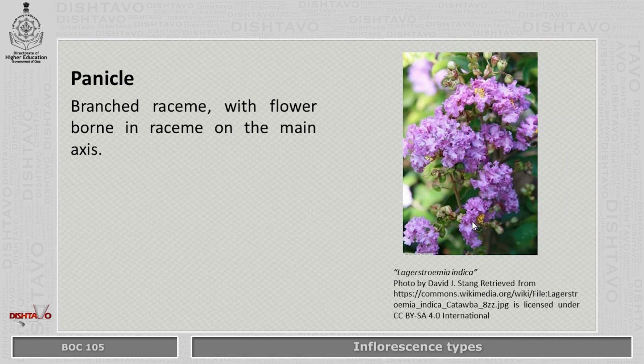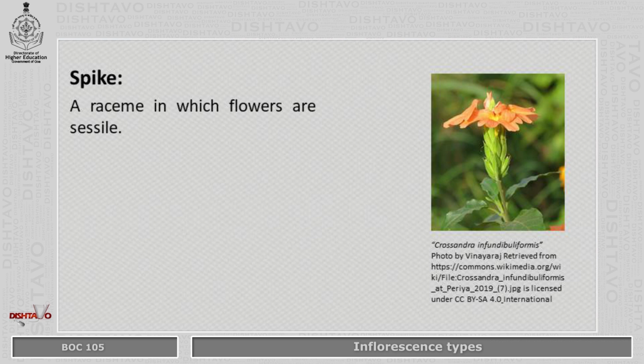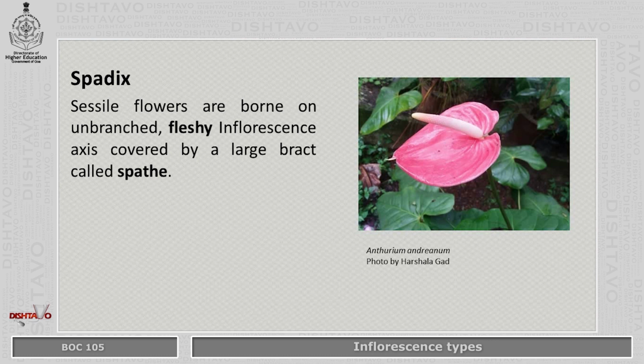Coming to the next type, that is panicle. Panicle is a branched raceme with flowers borne on racemes, and these racemes are found growing on the main axis. Here you can see the example of the panicle type of inflorescence in Lagerstroemia. Coming to the next type, that is spike. In spike inflorescence, sessile flowers are borne on an unbranched inflorescence axis. Again the arrangement remains the same: the older flowers are at the base and younger flowers are at the apex.